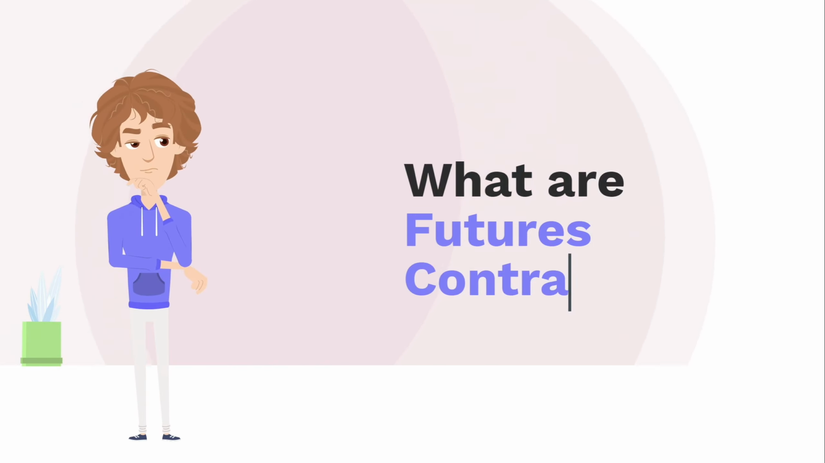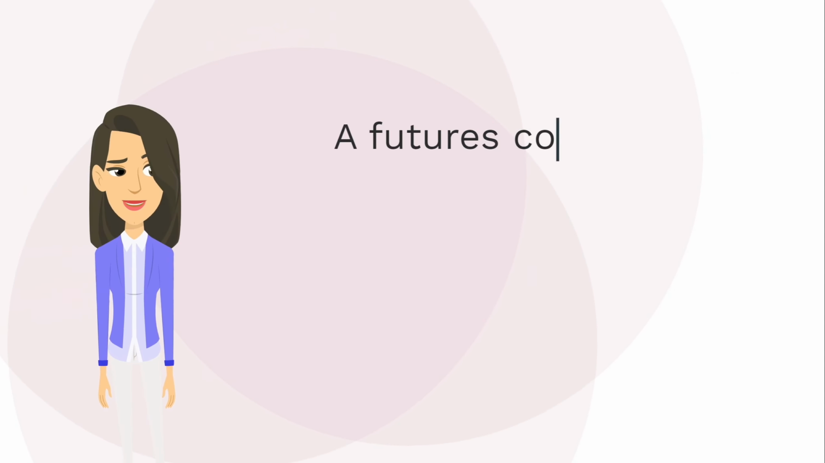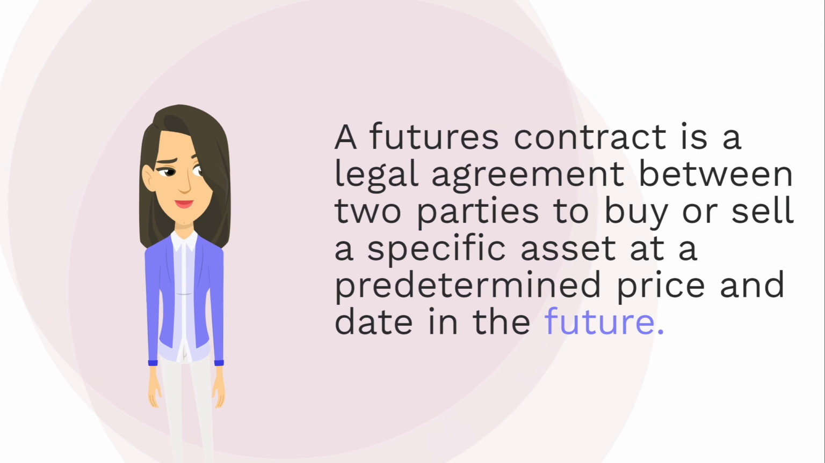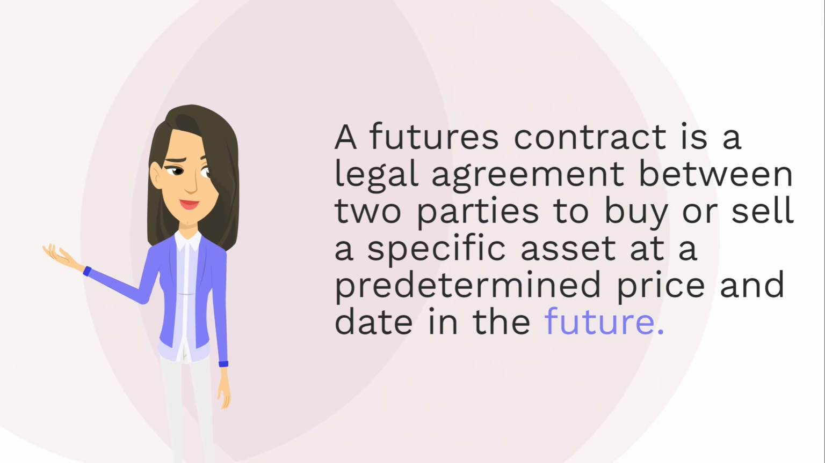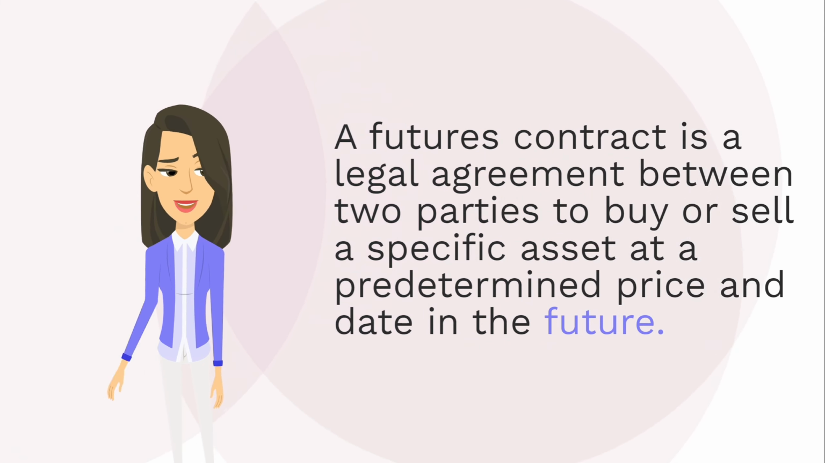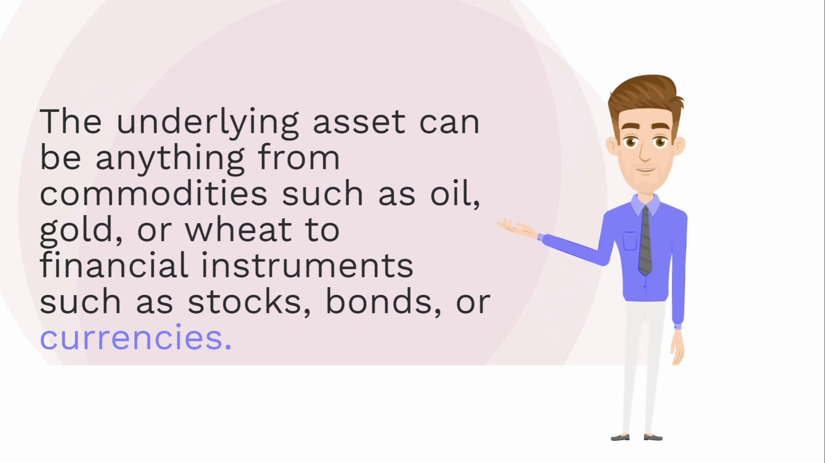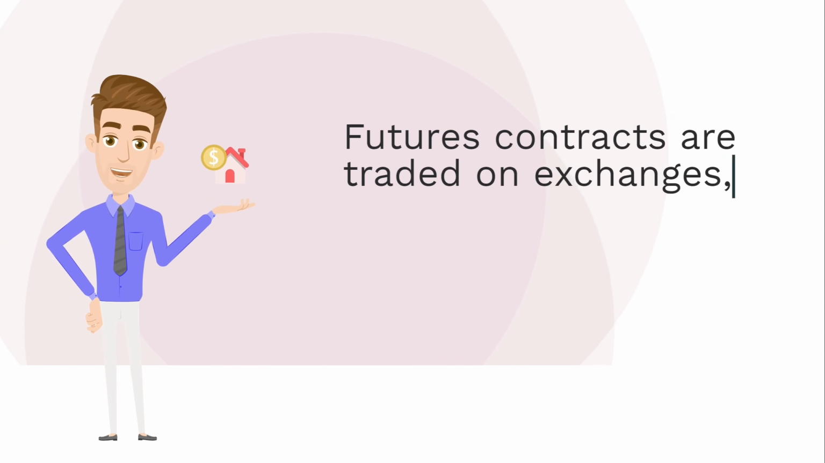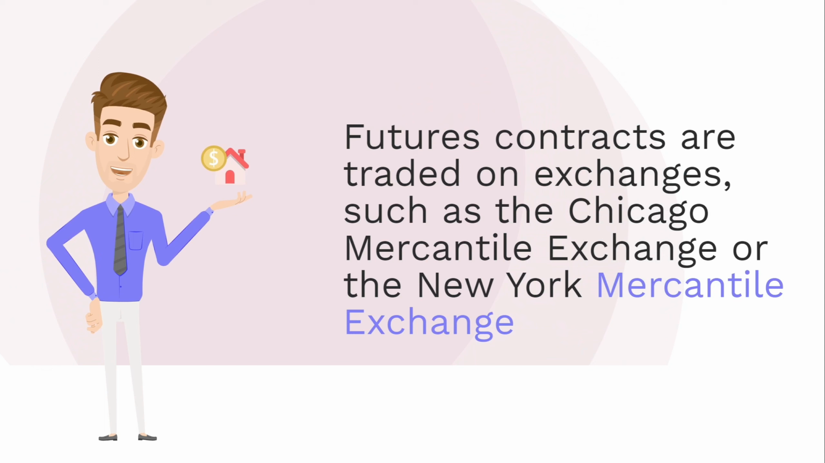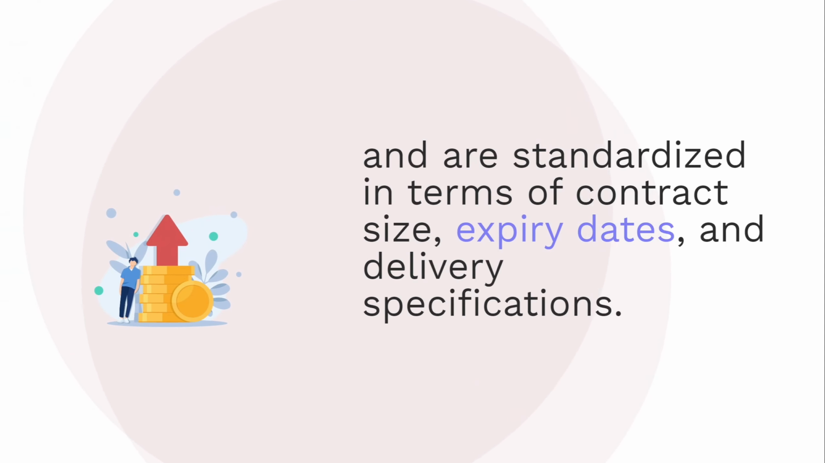What are futures contracts? A futures contract is a legal agreement between two parties to buy or sell a specific asset at a predetermined price and date in the future. The underlying asset can be anything from commodities such as oil, gold, or wheat to financial instruments such as stocks, bonds, or currencies. Futures contracts are traded on exchanges, such as the Chicago Mercantile Exchange or the New York Mercantile Exchange, and are standardized in terms of contract size, expiry dates, and delivery specifications.